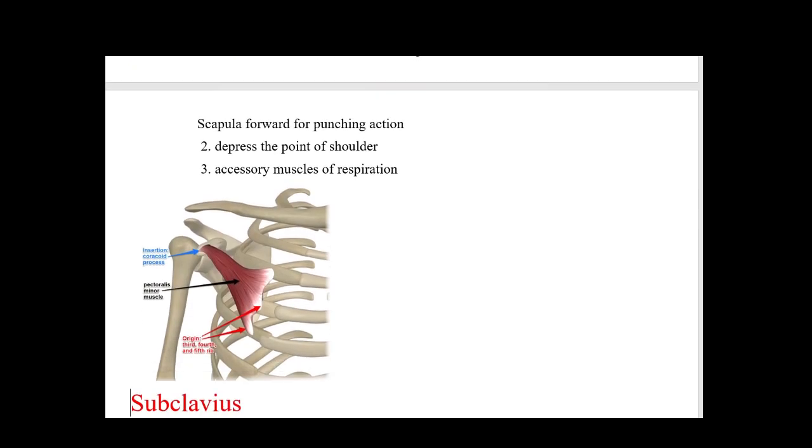You can clearly see in the diagram how it is inserted into the coracoid process, and how it originates from the third, fourth and fifth ribs and their costal cartilages.